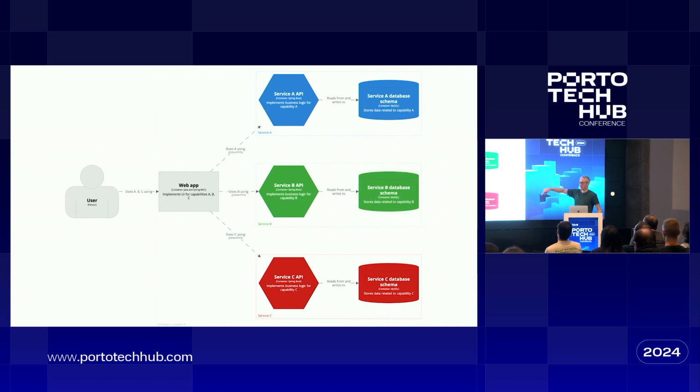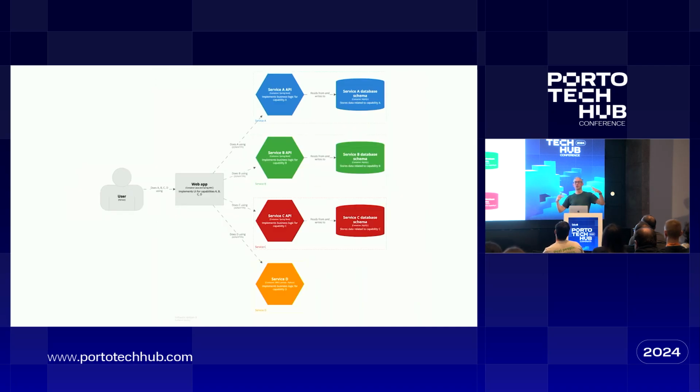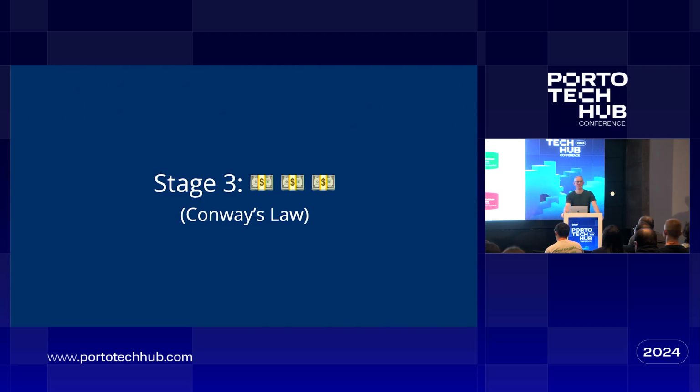I've color-coded the pairs of boxes. So the two blue boxes are service A, the two green boxes are service B, and the two red boxes are service C. But this is not showing me that those two boxes are a microservice. So what you can do is add a border around those pairs of elements and say that we have service B here, which is a combination of the API and the database schema. So now we're representing a microservice as a group of C4 containers.